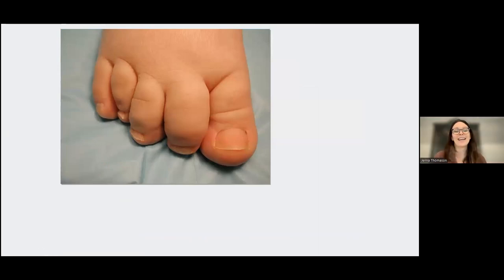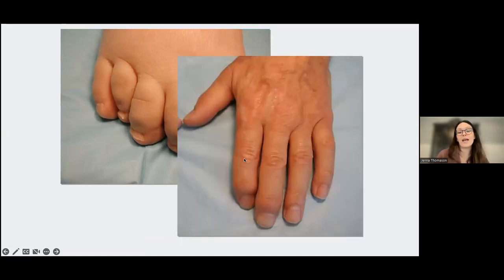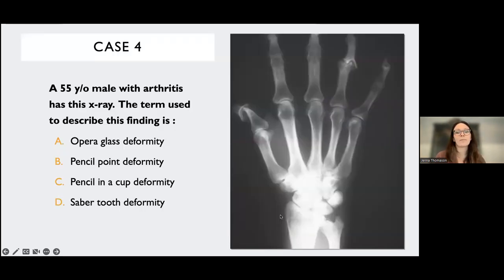And this is a toe with dactylitis, a little sausage toe. And then here is a DIP involvement in psoriatic arthritis. So sometimes you probably see some sort of enlarged DIPs with Heberden's nodes. And patients with psoriatic arthritis can have Heberden's nodes as well, but you can see here the sort of complete swelling of the joint rather than the distinct nodes here.